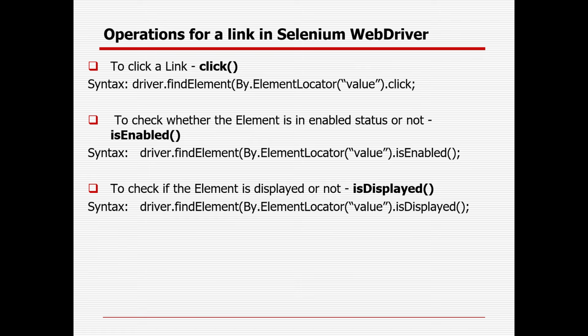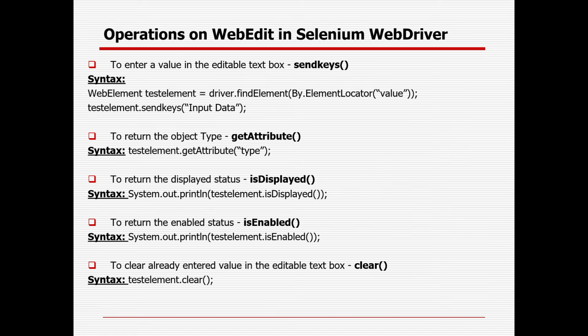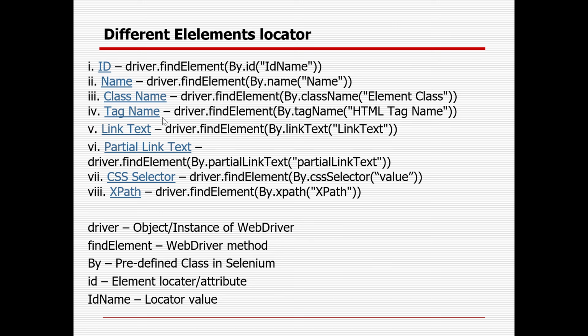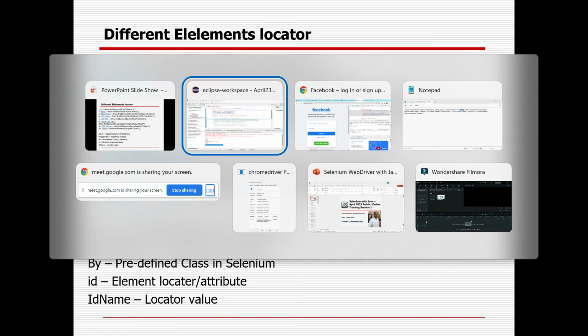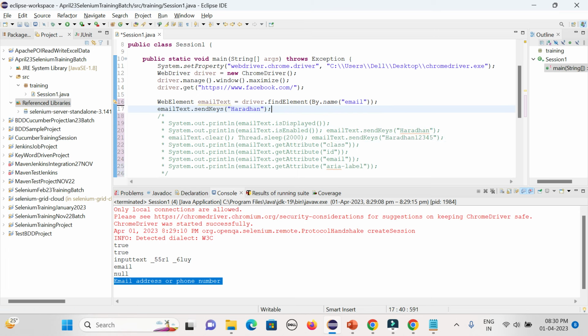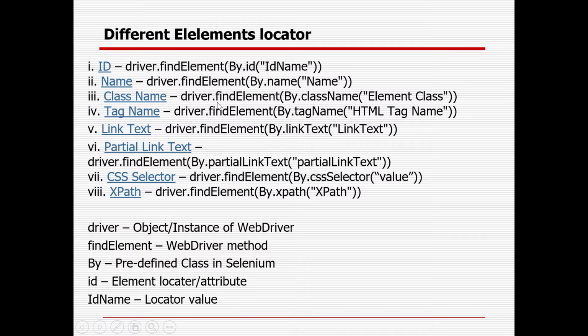Then apart from this, you can do the same for the link. So I will show you what are the different things you can do on the link. There is link text or the partial link text. Apart from the name, there is an ID available, so you can change it to ID also and it will work. ID or name, you can do it. Then you can enter some value here. It will work with the help of the name. The class name also you can use.